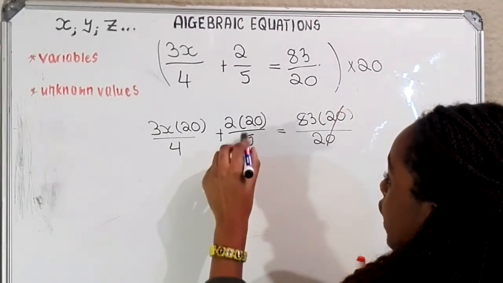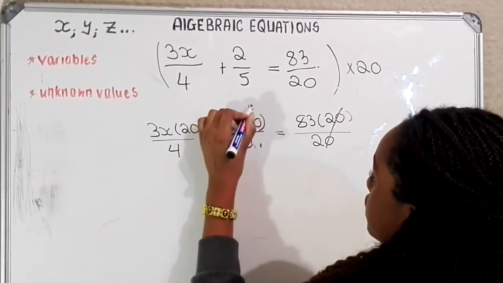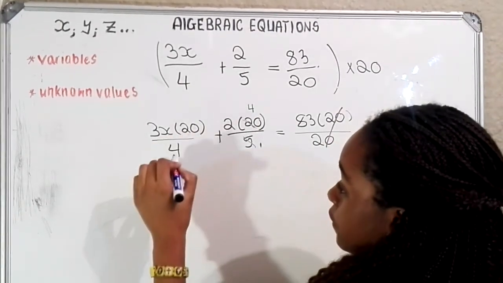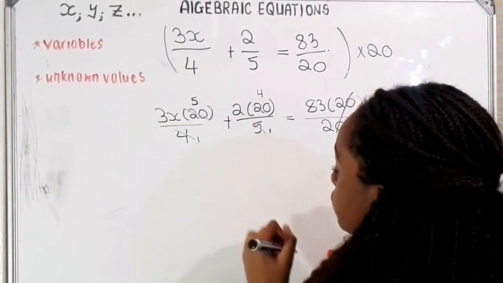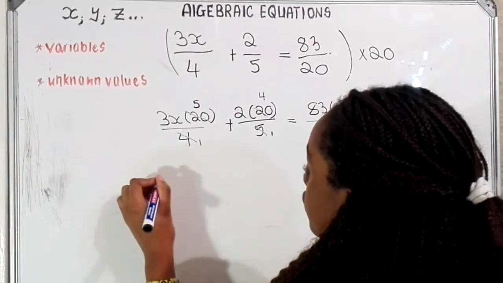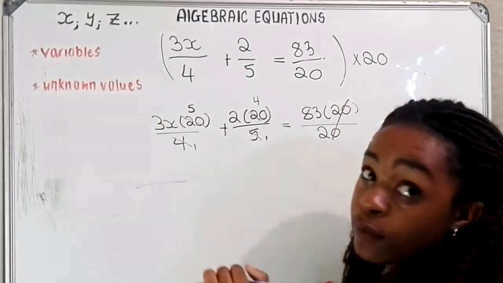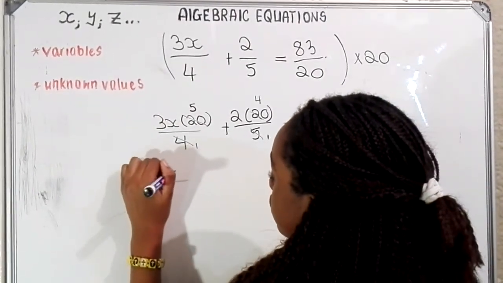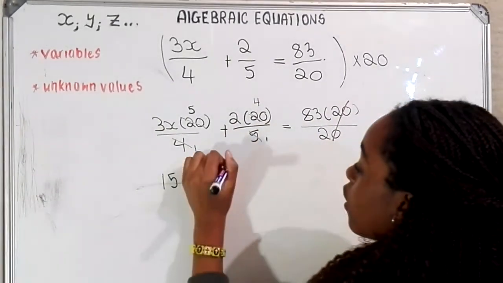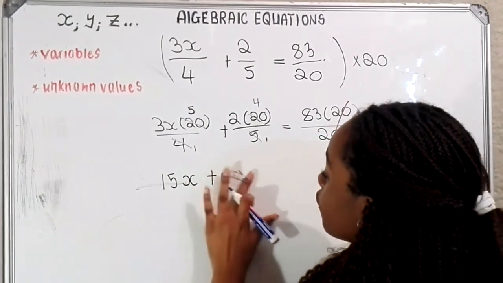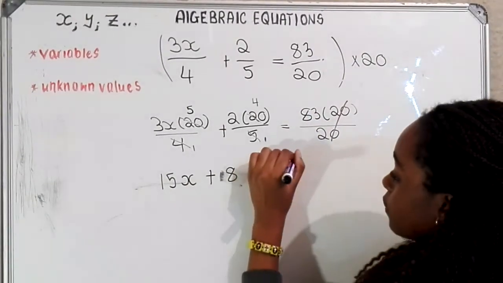You can simplify 5 and 20 by 5. It goes once, by 5, 4 times, okay? We can also simplify this by 4 once, by 4, 5 times, okay? So we'll have 3x times 5, which is 15x, okay? Plus 2 times 4 gives you an answer of 8, which is equal to, we have 83 left on its own, okay?